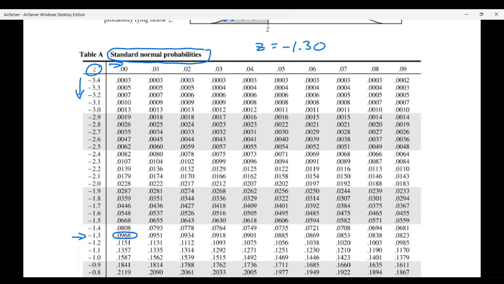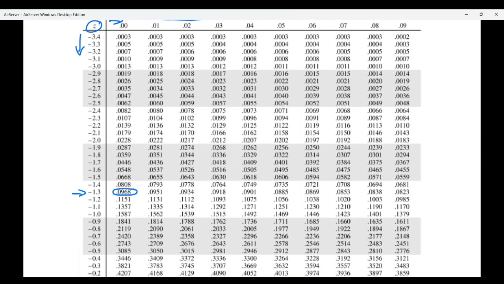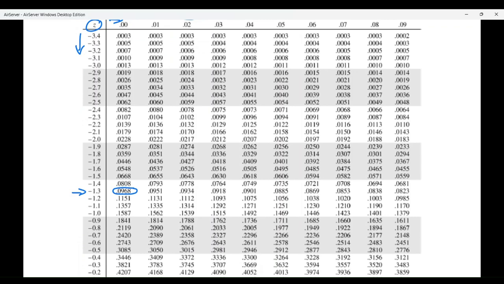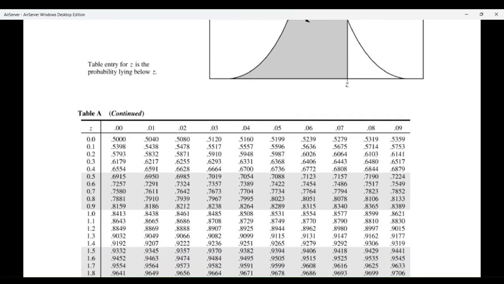Okay. Before I go back up to the problem, let me just kind of quickly show you this. This particular table, and a lot of tables that you find will likely be like this. This has 2 pages to it. The first page has all negative z values, so all of your values that would be to the left of the mean. And then the next page has all of your positive values, which are all of the values to the right of the mean. But notice that in both cases, you are always finding the area to the left.